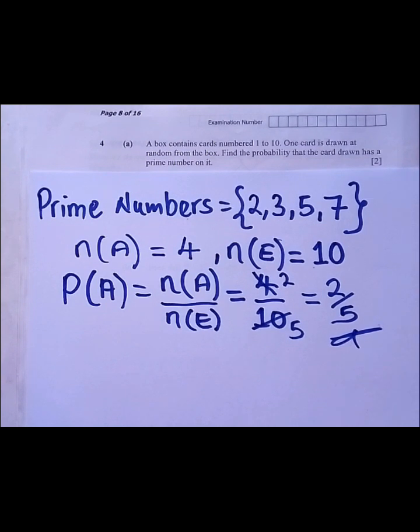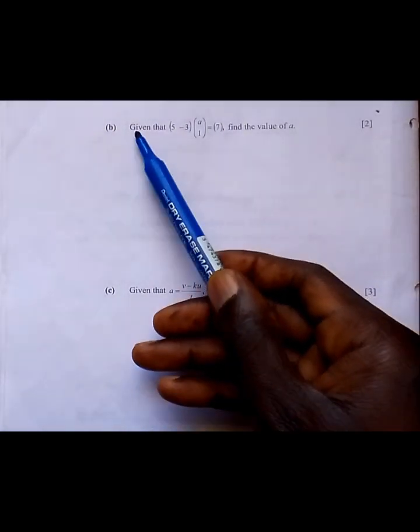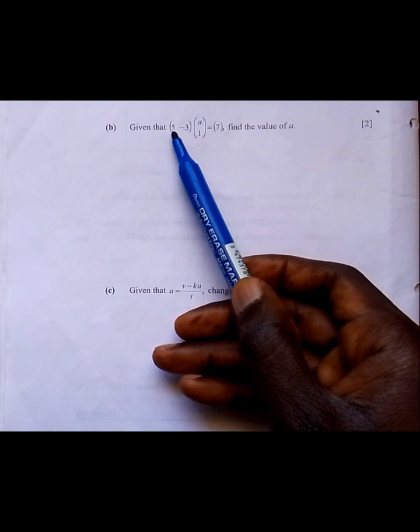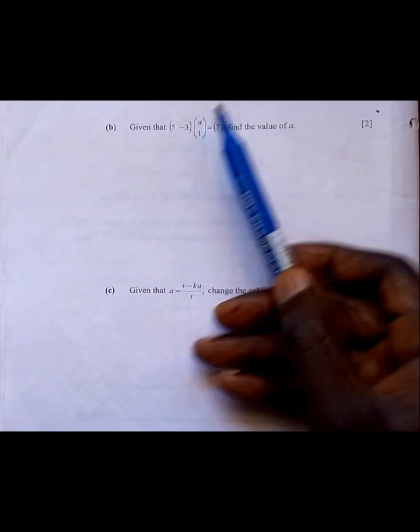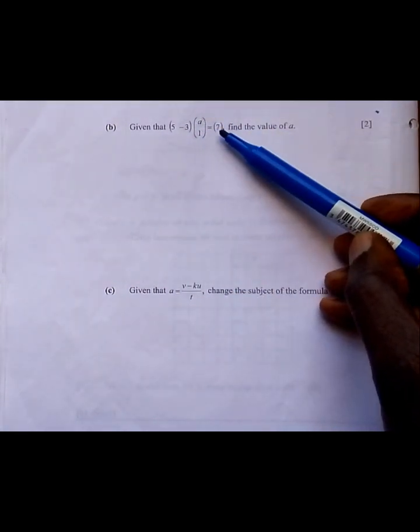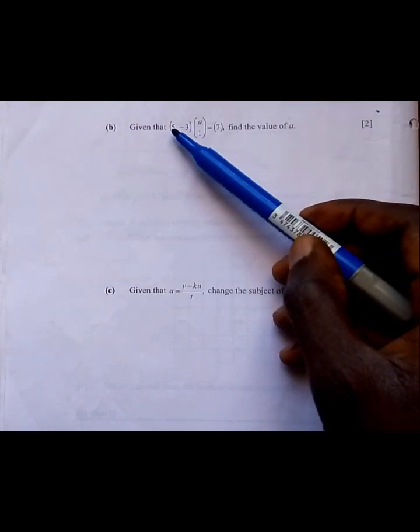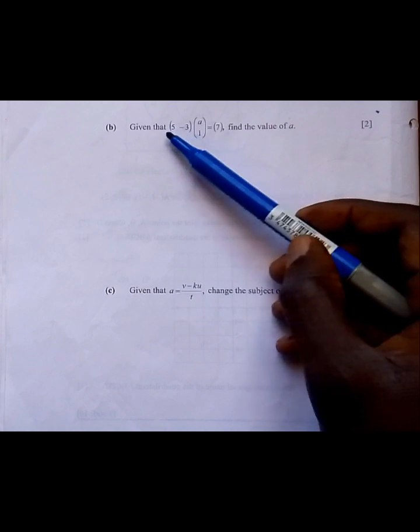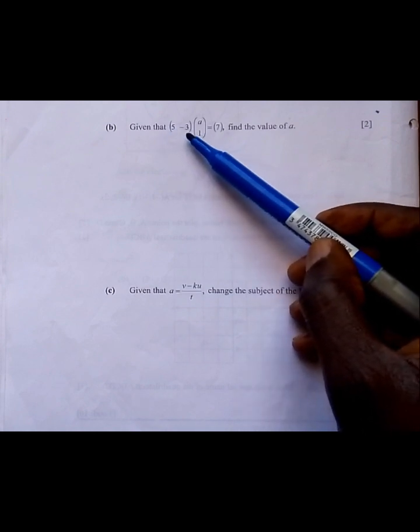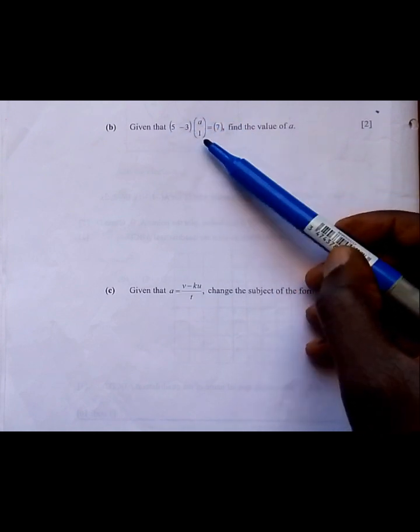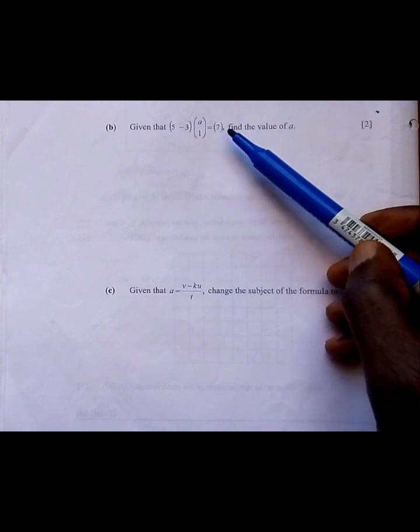Going to 4b. So question 4b reads: given that (5 -3) multiplied by (a, 1) is equal to 7, find the value of a. What we can notice is that this matrix, which is a 1 by 2, is multiplying with a 2 by 1 to give a 1 by 1 matrix.